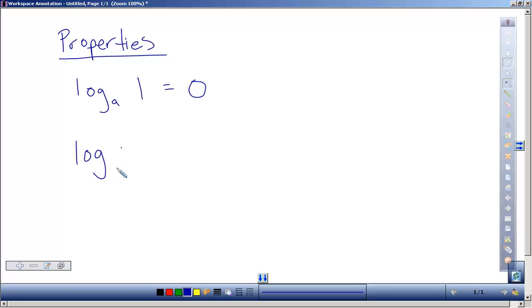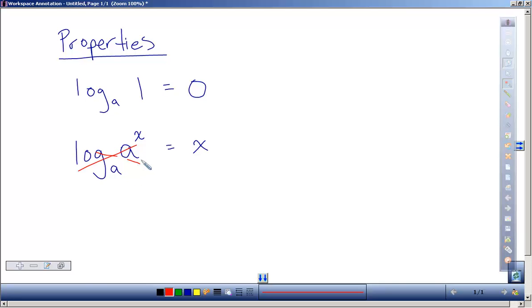Anytime you have a log of something that has an exponent, so log base a of a to the x power, okay? Anytime the base of the exponent and the base of the log match, they actually cancel each other out. And so all you're left with is the exponent. A to what power equals a to the x power? X. A to the x power equals a to the x power. So anytime your bases match, in essence, they basically cancel out. And so all you're left with is the exponent.